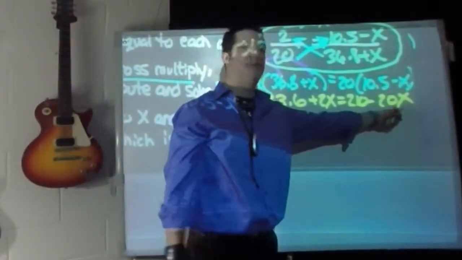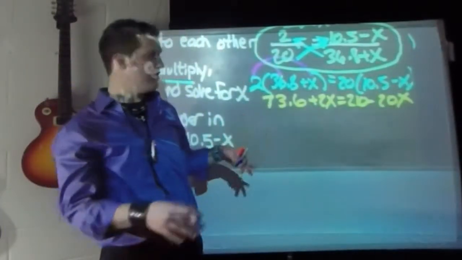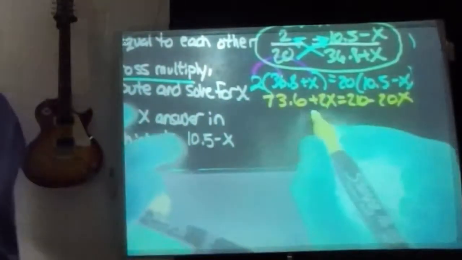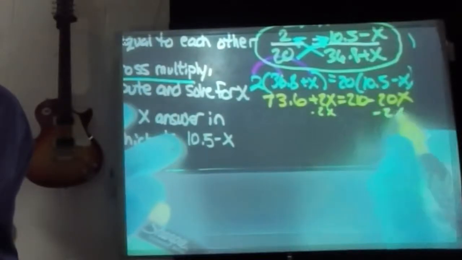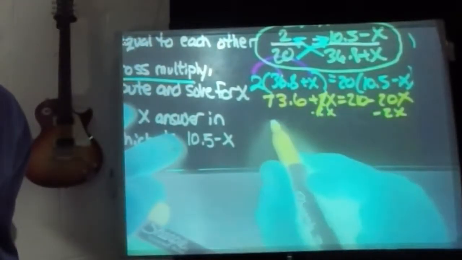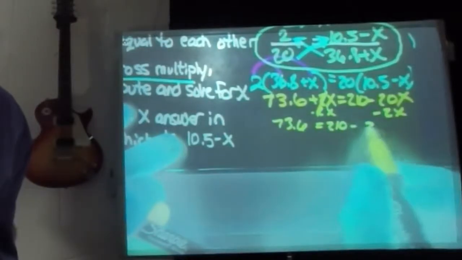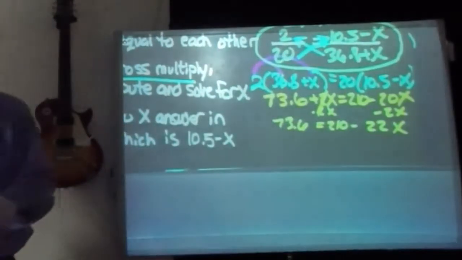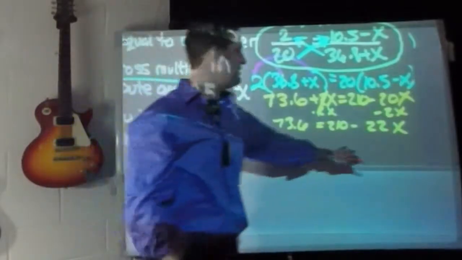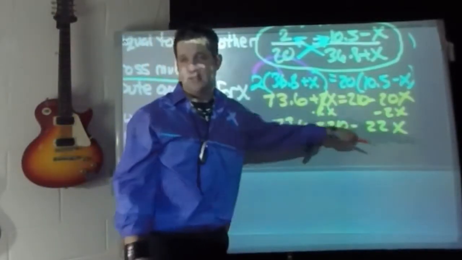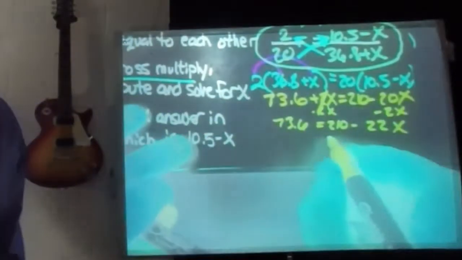Do you want to move the 2 or do you want to move the 20? Move the 2. We move the 2, so minus 2x on both sides. You've got 73.6 equals 210 minus 22x. Negative 20 minus 2 is negative 22. Then minus 210 on both sides.